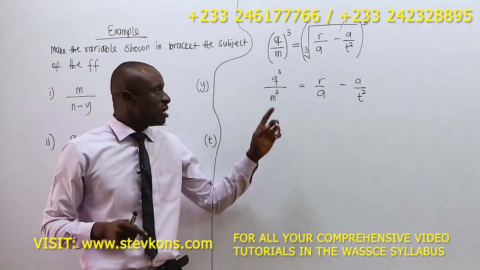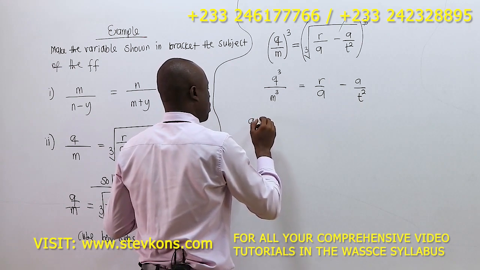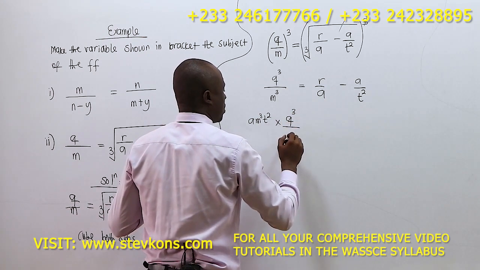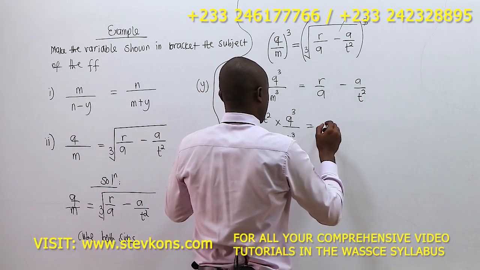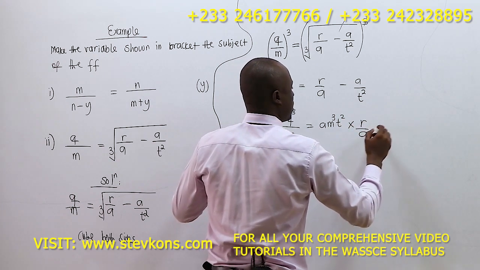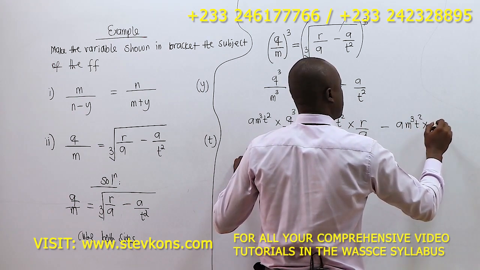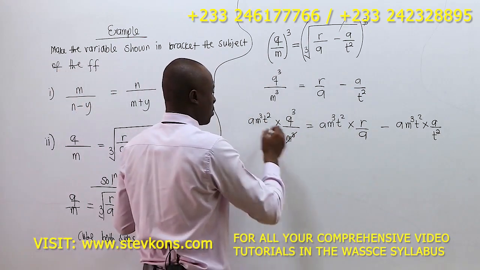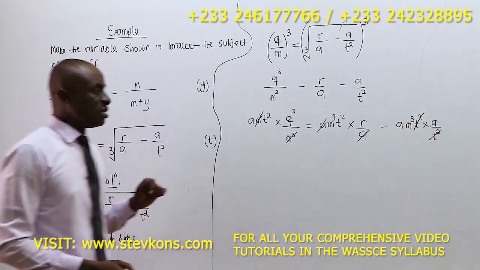What's the LCM? The LCM is a m cubed t squared. So our LCM, we have a m cube t squared times q cube over m cube, equal to a m cube t squared times r over a minus a m cube t squared times a over t squared. And now let's see, m cube cancelling m cube, a cancelling a, t squared cancelling t squared.